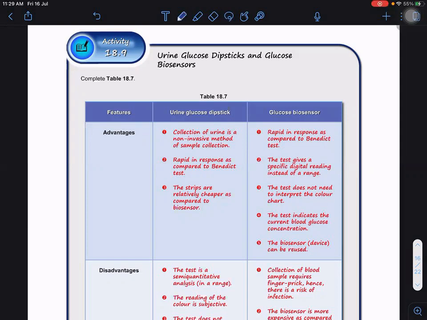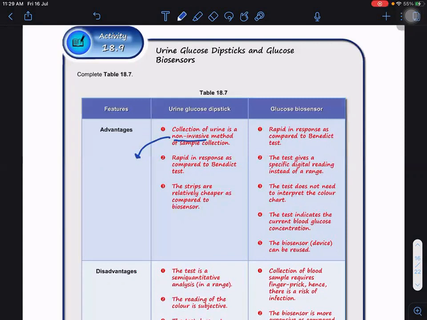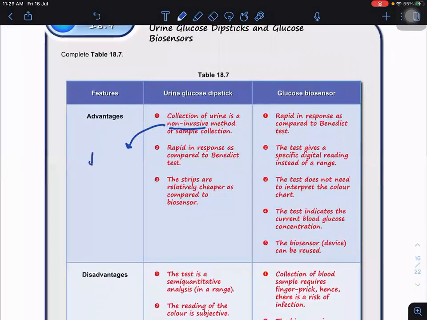So when I say non-invasive, normally we follow by the idea that it decreases the risk of infection. You just pee, right? You just urinate. So it means that you don't need to worry about bacteria or any viruses entering into the wound because there's no wound there. Okay?